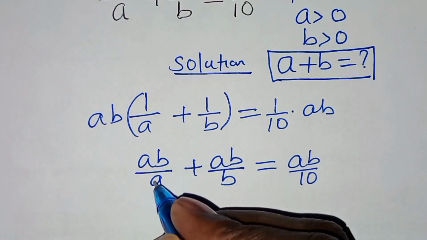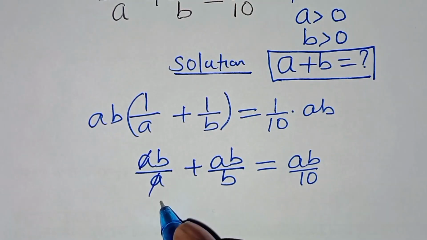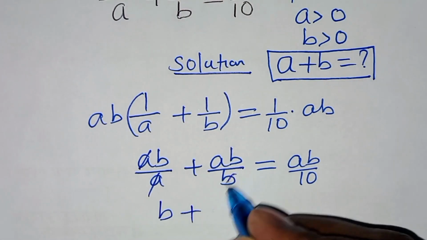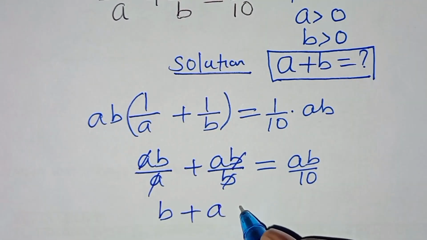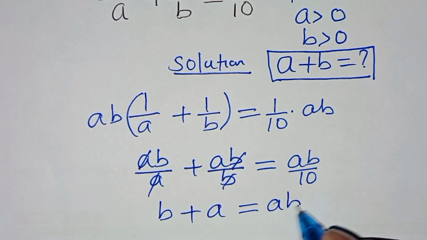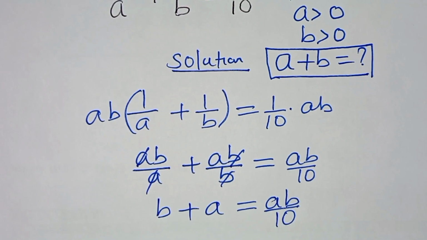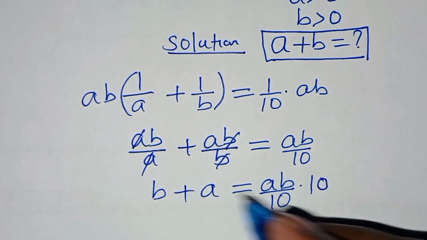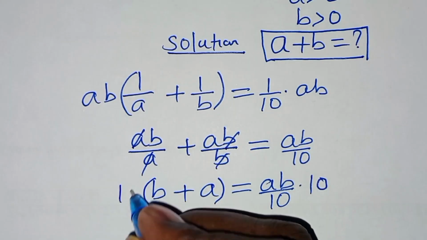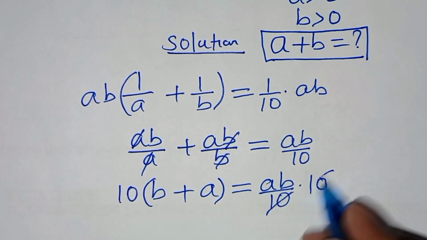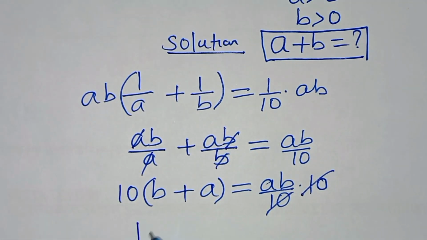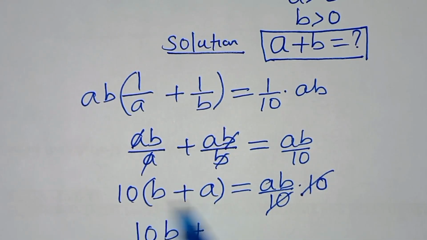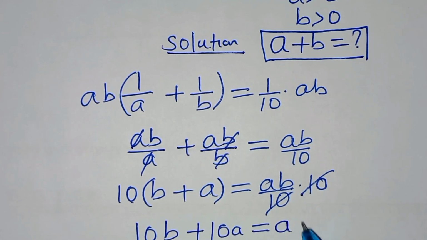So let's simplify here. A and a simplify, so you have b, plus b and b will simplify, so plus a. This is equal to ab over 10. The next step is to multiply both sides by 10. So here multiplying by 10, if you simplify here, we'll have 10 times b, which is 10b, plus 10 times a, which is 10a. This is equal to ab.